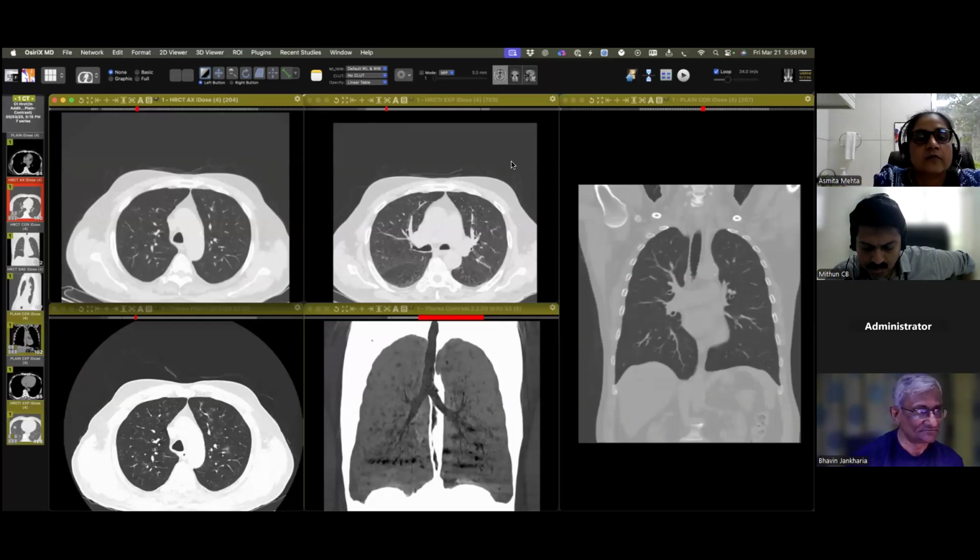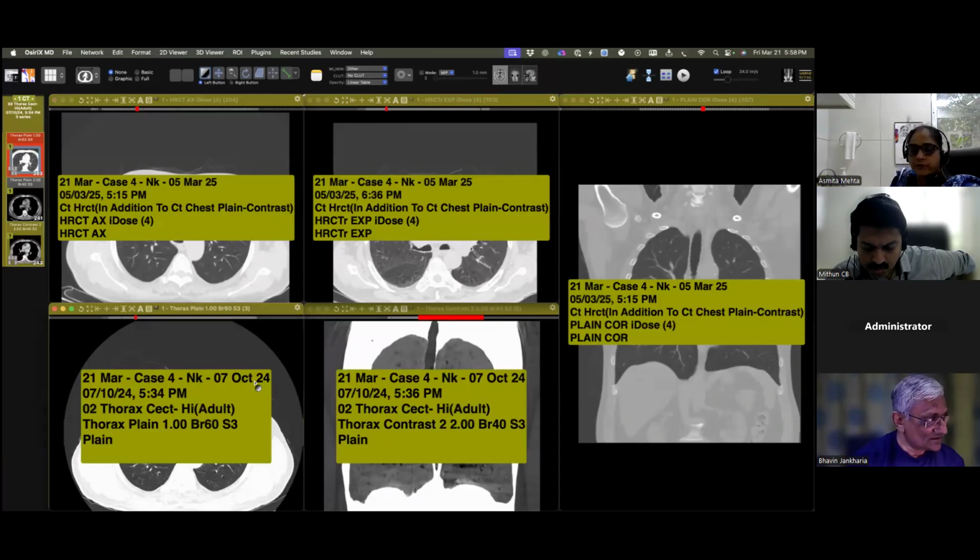What's the gap between the 2 CTs? October and March. Okay. October 24 and March 25.